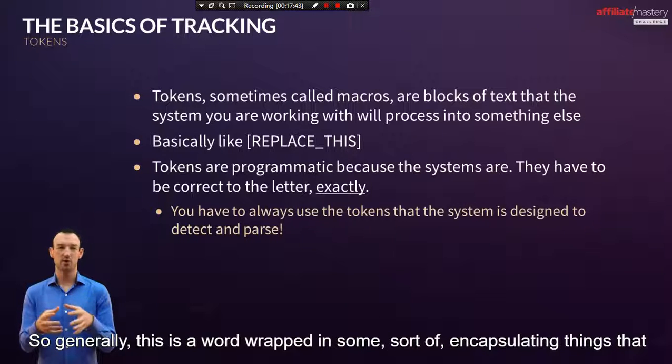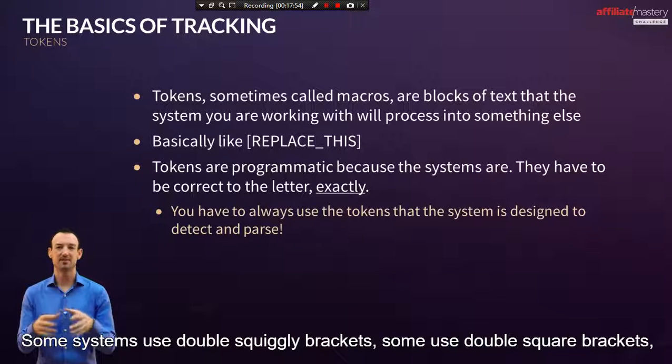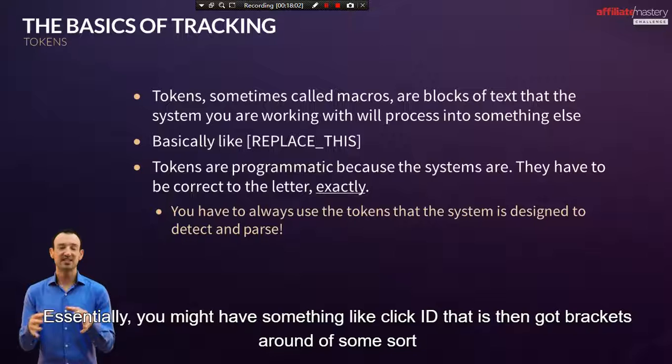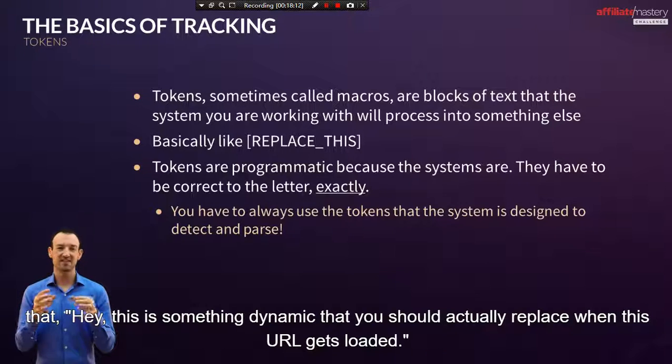So generally this is a word wrapped in some sort of encapsulating characters that denote that it is a token. Some systems use squiggly brackets around it, some use double squiggly brackets, some use double square brackets, some use percentage marks, some use dollar signs, and so on. Essentially, you might have something like click ID with brackets around it of some sort, and that tells the system, hey, this is something dynamic that you should actually replace when this URL gets loaded.